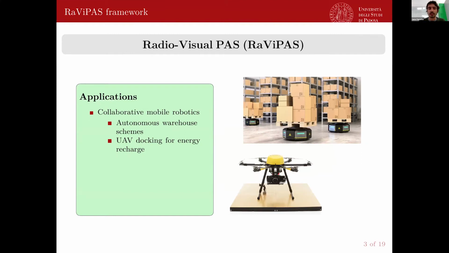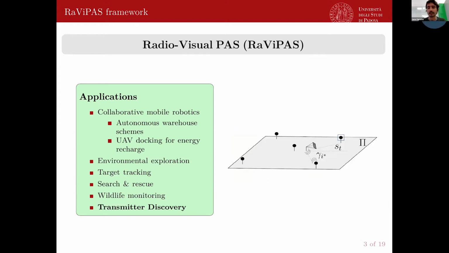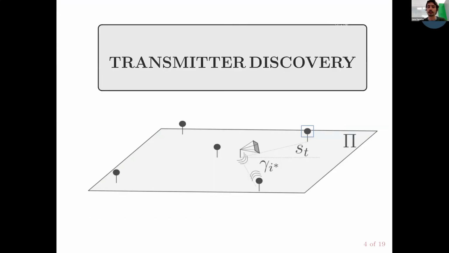RaviPAS can be used in collaborative mobile robotics, like autonomous warehouse systems or in heterogeneous robotics, but also in other frameworks like environmental mapping, search and rescue, wildlife monitoring, and, in our case, transmitter discovery. So let's move to the second part of this talk, the transmitter discovery problem.